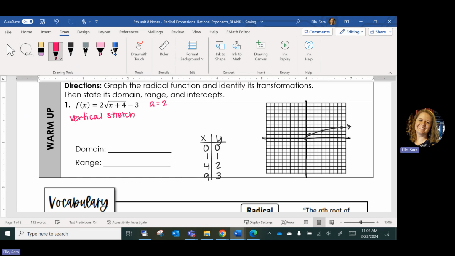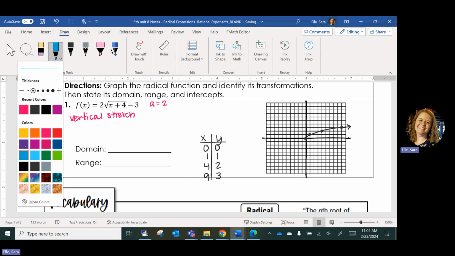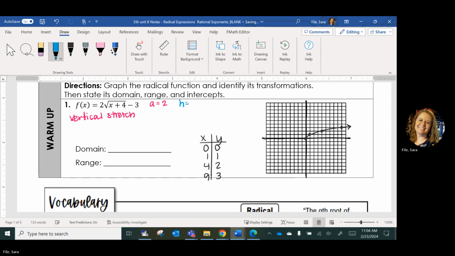Okay. And then you needed to identify your H. What is H here? Good. It's the opposite of what you see in there with X. So it's -4. And remember, your H is your horizontal shift. So since this came out negative, that is a shift left 4. Okay, and then your K is what's added or subtracted on the outside. So in this case, it was the -3, which means that K does up or down translation. So this is down 3.